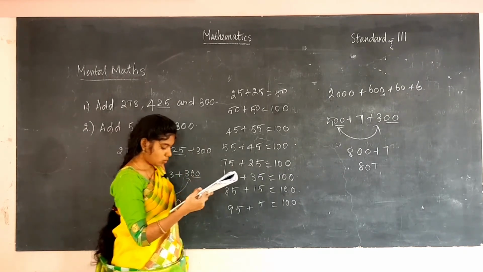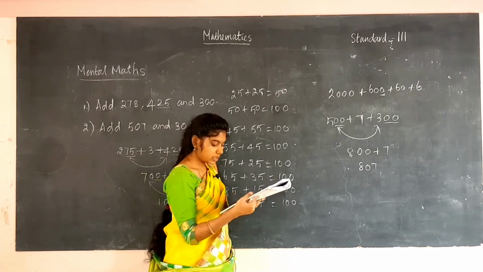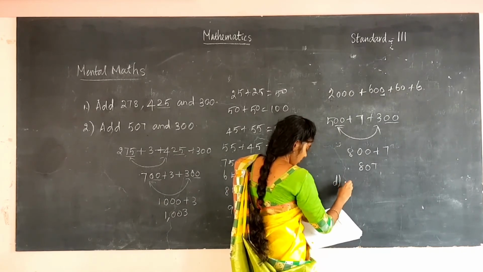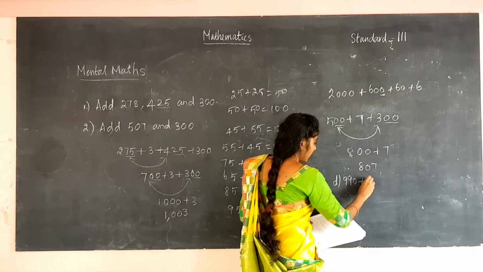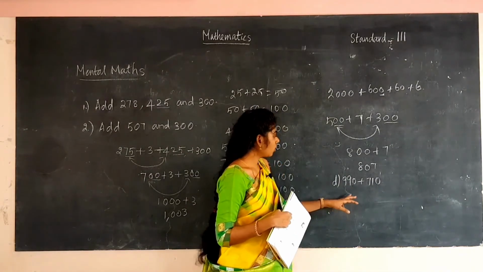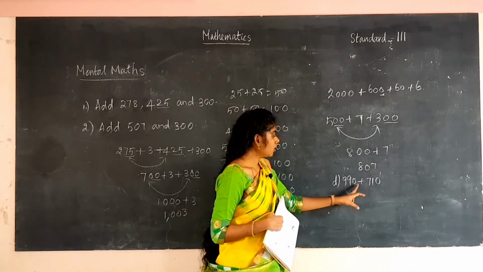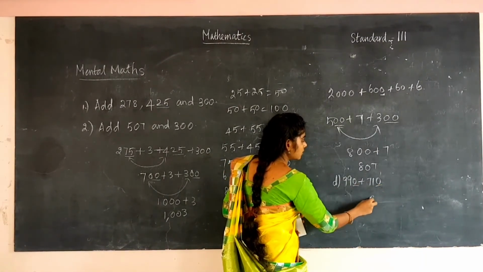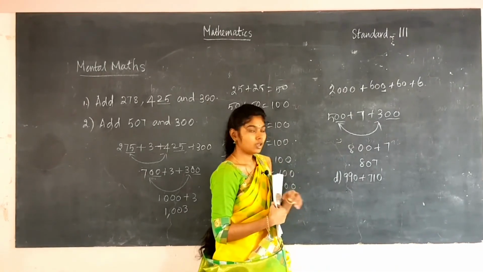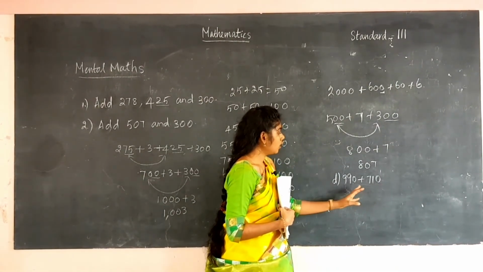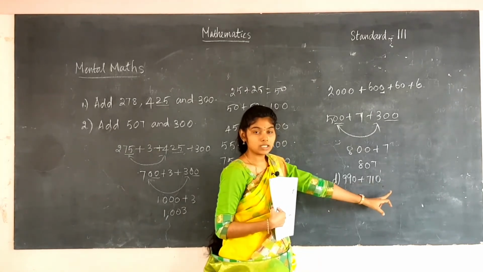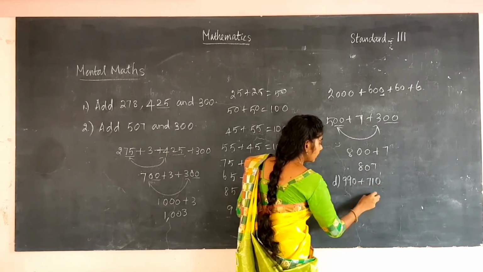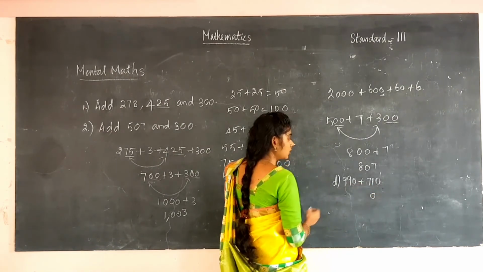So I am saying one sum for you, that is the D sum, which is 990 plus 710. So now we are going to add these numbers. How will you add? First we have to check the ones place number. It is 0 here, so write 0. How will you add this number? First take the ones place. In the ones place there is 0. Two places also 0. So you are writing 0 in the ones place.